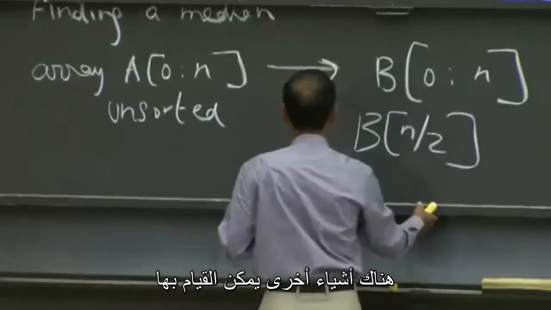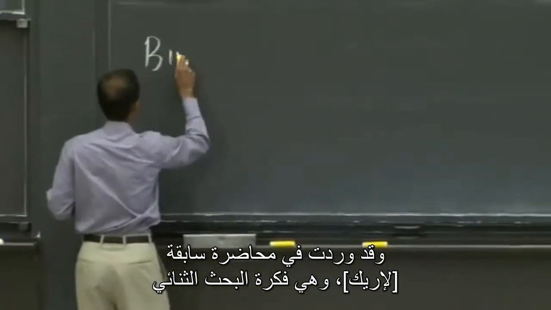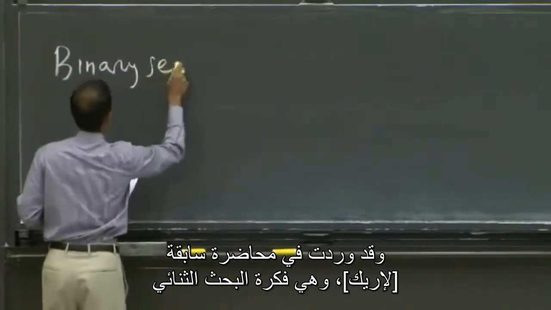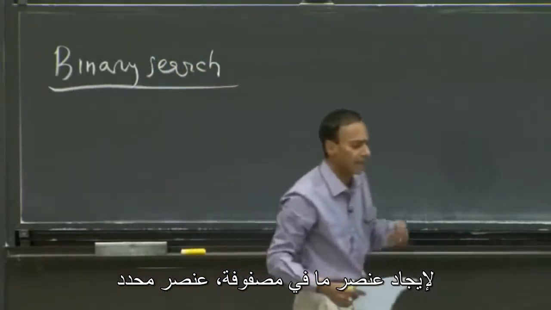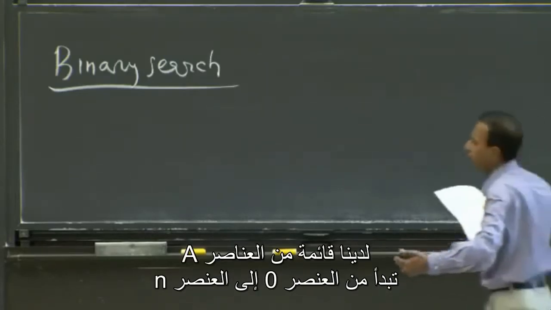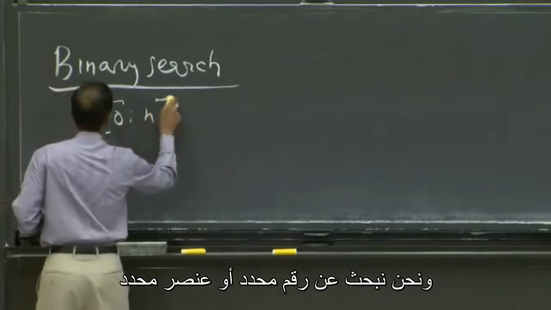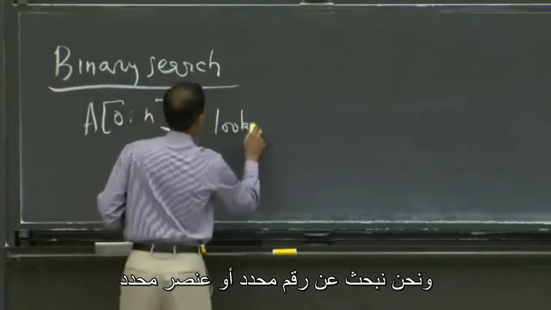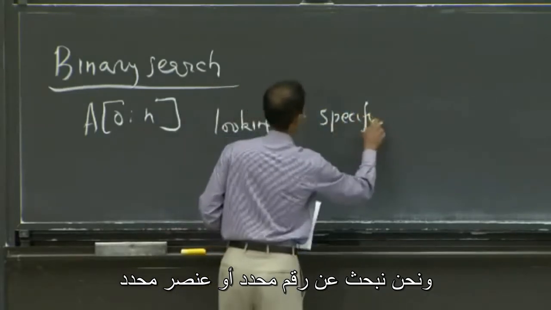There are other things that you could do, and this came up in Eric's lecture, which is the notion of binary search. Finding an element in an array, a specific element. You have a list of items, again, A[0 through n], and you're looking for a specific number or item.